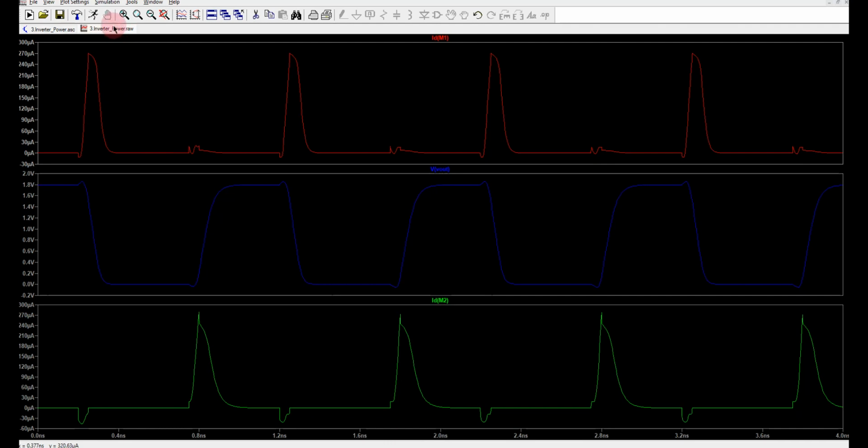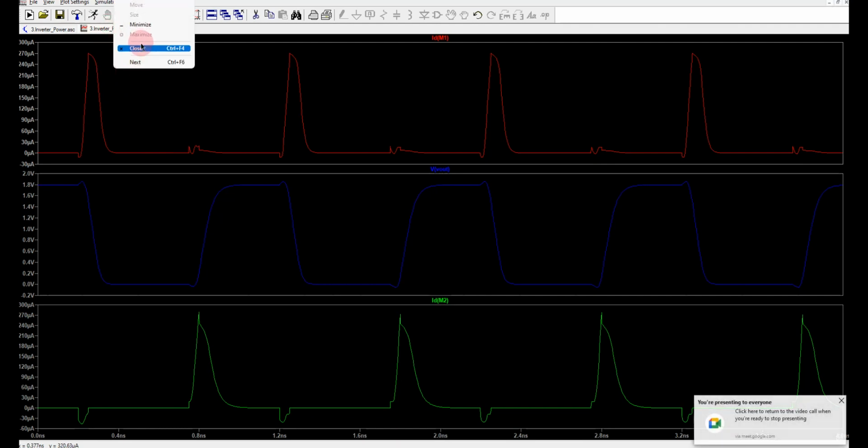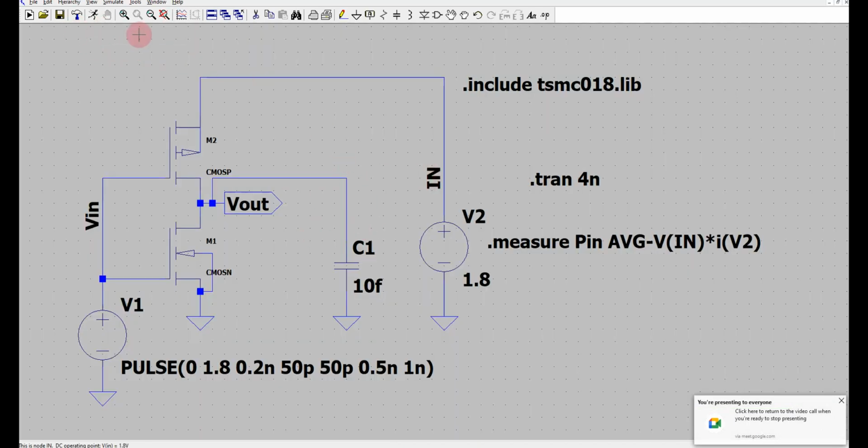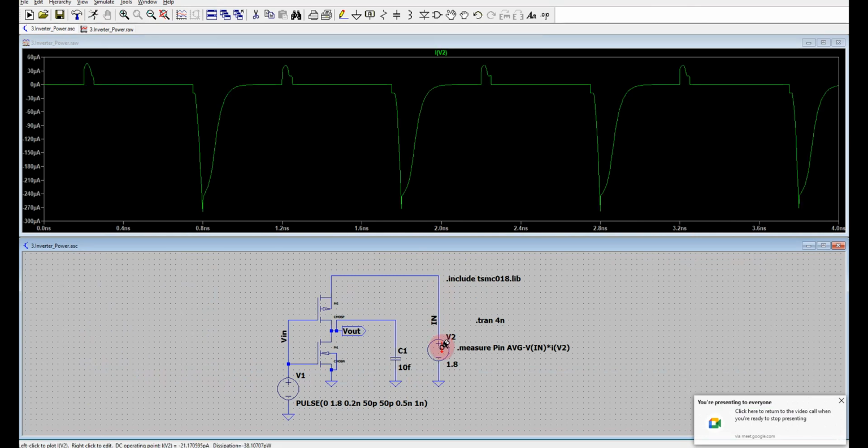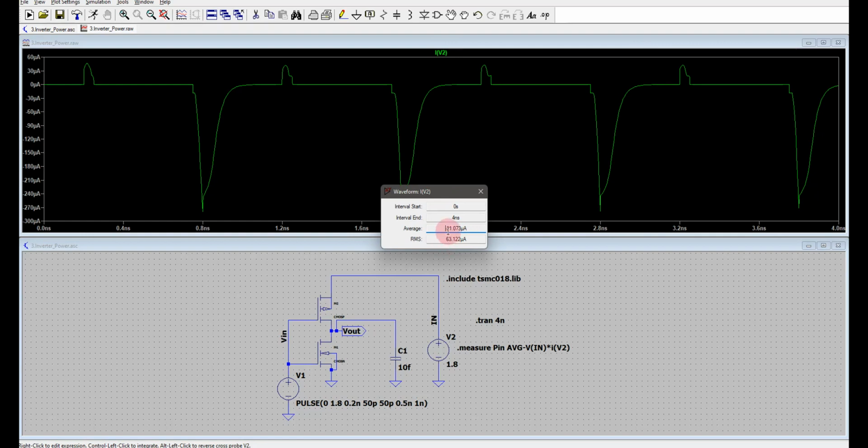Now if you have to find out the power, you can do several things. One is, if you have to find out the total power, you can plot the current which is flowing in this, right, and then you can find out the average. Once the current is plotted out here, if I press control and click here, it gives the average value. Now it is negative because this is giving current to the circuit. So I have an average current multiplied by the voltage, which is 1.8. So I can find out the total power of this circuit.